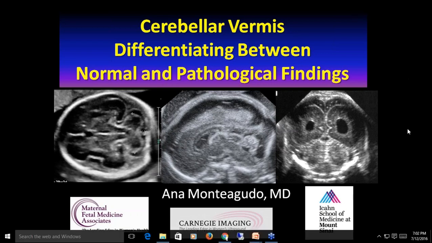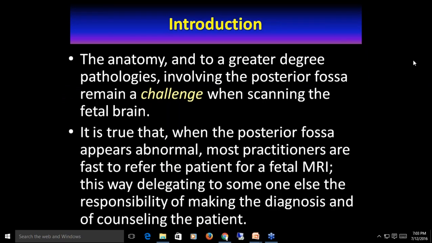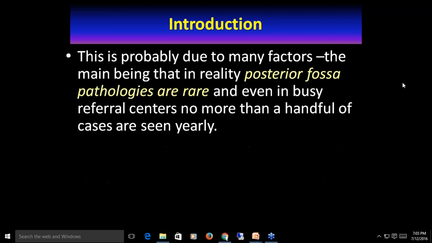Tonight's presentation is going to be on the cerebellar vermis. The anatomy and, to a greater degree, pathologies involving the posterior fossa remain a challenge when scanning the fetal brain. It is true that when the posterior fossa appears abnormal, most practitioners are fast to refer the patient for a fetal MRI, delegating to someone else the responsibility of making the diagnosis and of counseling the patient.